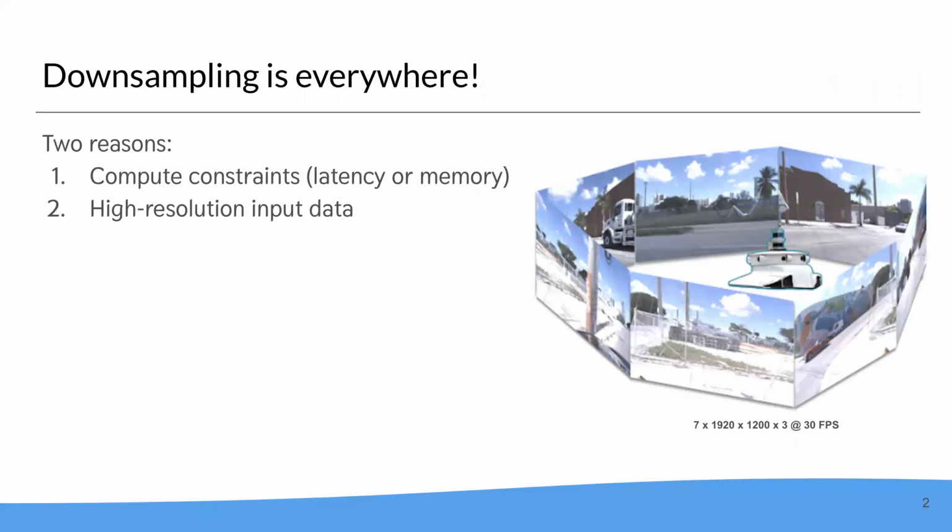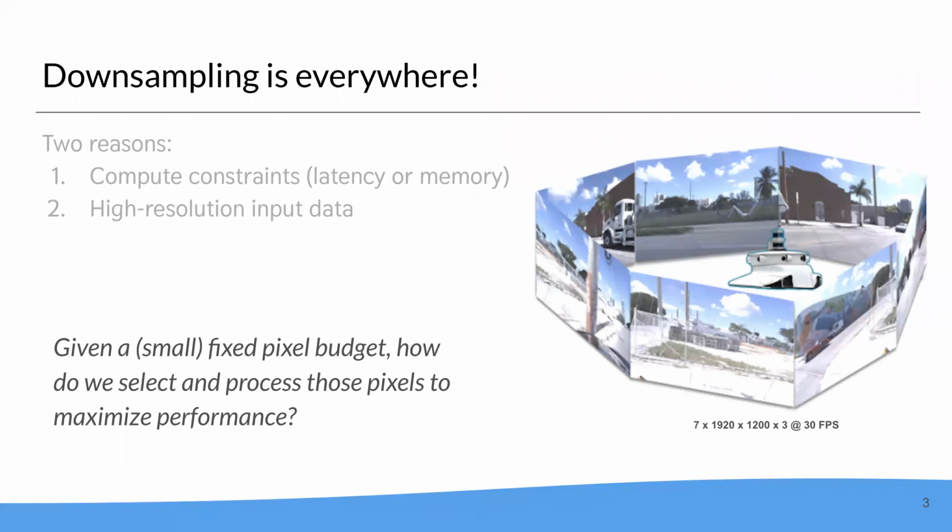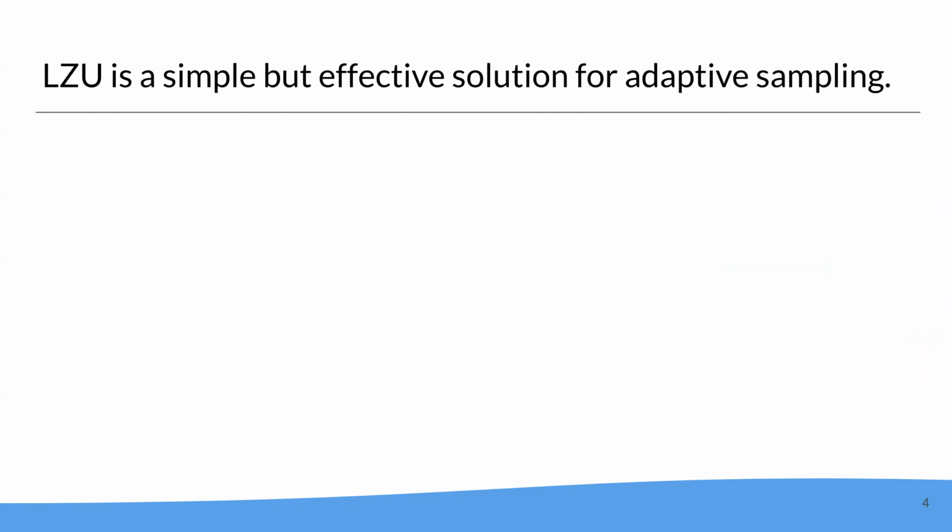Downsampling is everywhere. For example, modern autonomous vehicles can stream up to 1.5 gigabytes per second of camera data alone. This is simply too much, given the strict latency constraints required to act in the real world. Given a fixed pixel budget and a much larger number of available pixels, how do we select the optimal set of pixels and then process them appropriately? This is a facet of the active perception problem.